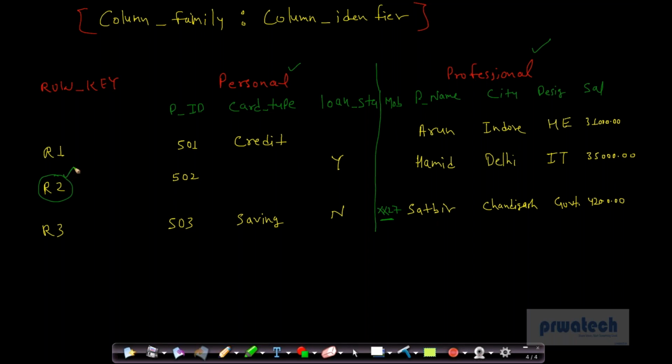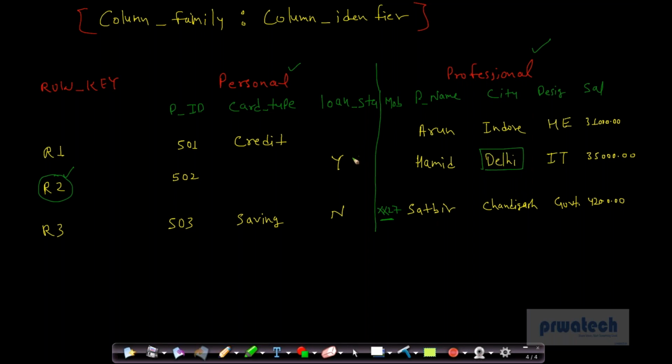So you'll access R2 first and say I want to change this. I don't want to touch any other column identifier. Your execution works only on this column identifier. It's not even going to the personal column family, not touching those columns, not even querying MOB, P name, desig, and salary. I just pass R2, column family professional, column identifier city, and the value from Delhi to Pune. That's it. Enter and the job is done.